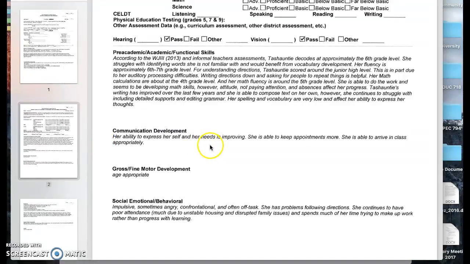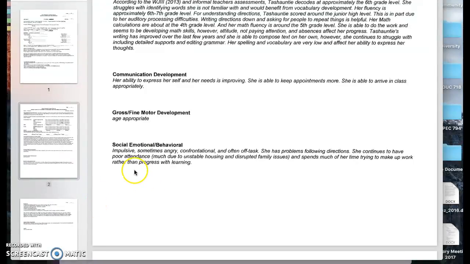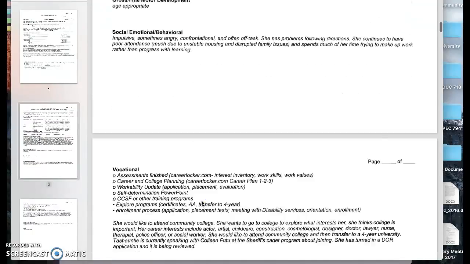It says that her communication, her ability to express herself and her needs, is improving. She's able to keep appointments more, and she is able to arrive in class appropriately. Here it says her fine motor skills are age appropriate. Social emotional, she's impulsive, sometimes angry, confrontational, and off task. She has problems following directions. She continues to have poor attendance, much due to unstable housing and disrupted family issues, and spends much of her time trying to make up work rather than progressing with her learning. So you can see how all of these pieces actually affect her learning as well.